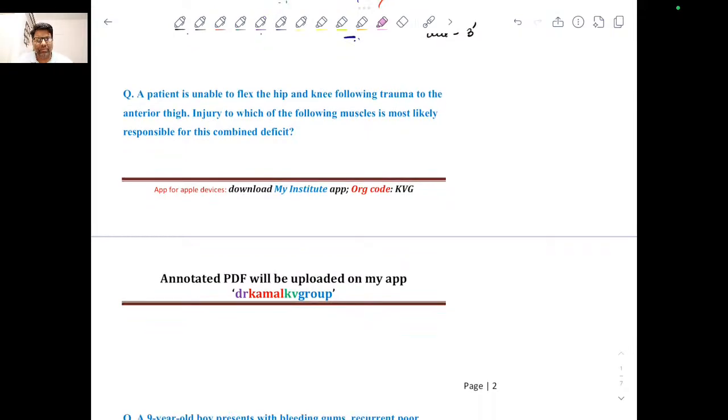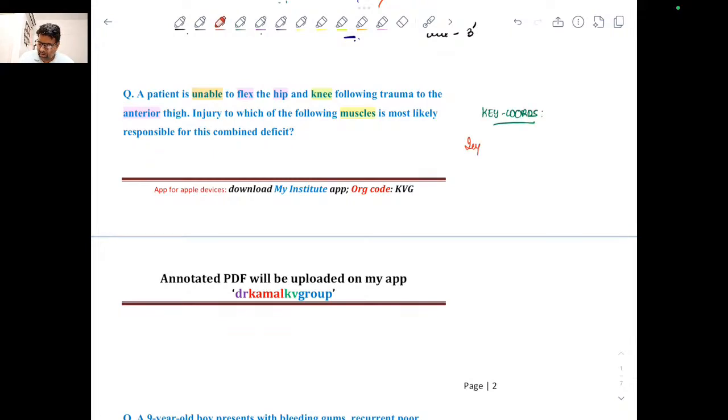Then the next question from anatomy. I have just mixed up the questions so that it makes the presentation a little more interesting. A patient is unable to flex the hip and is also unable to flex the knee following injury to the anterior thigh. Which muscle is injured? So here, what keywords are being given to us?